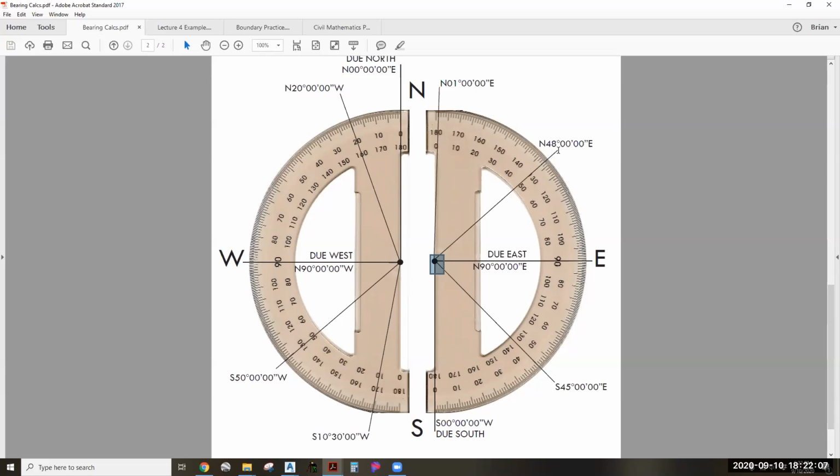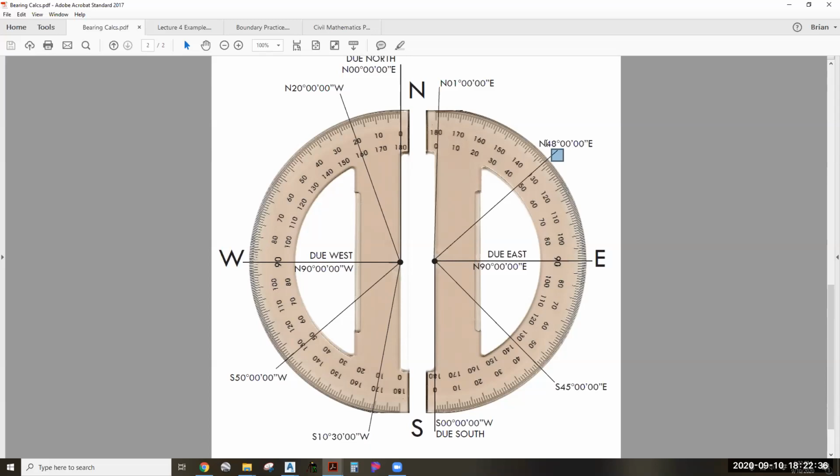However, if I started right here and then walked towards that dot, that bearing would be south 48 degrees, 0 minutes, 0 seconds west. So depending on the direction that you walk or would walk depends on the bearing.